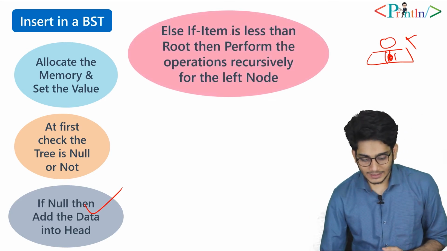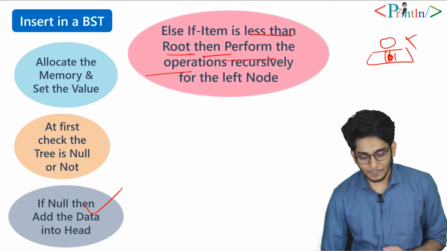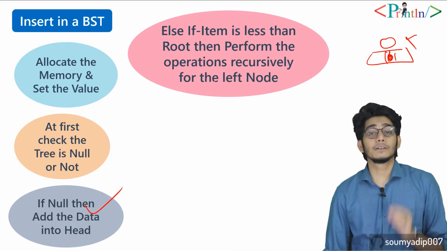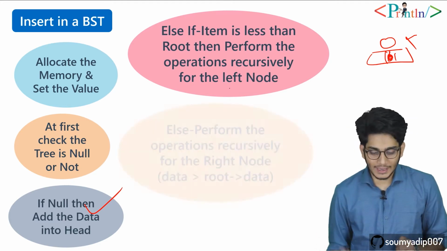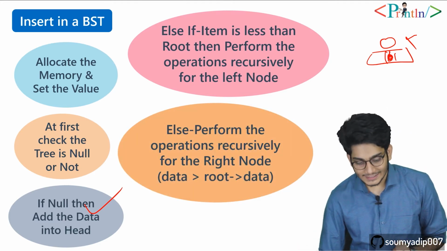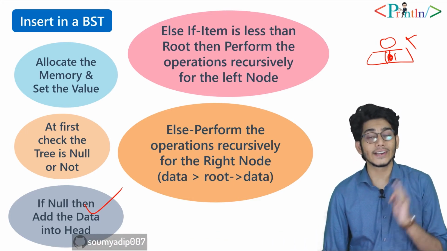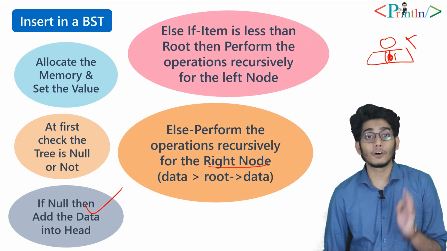Else if the item is less than the root, then we'll perform the operations recursively for the left node. So we'll perform the recursive operation for inserting any value within a BST. Else we'll perform the operations recursively for the right node. It means if the data is greater than the root node, then we'll perform the operation for the right node.